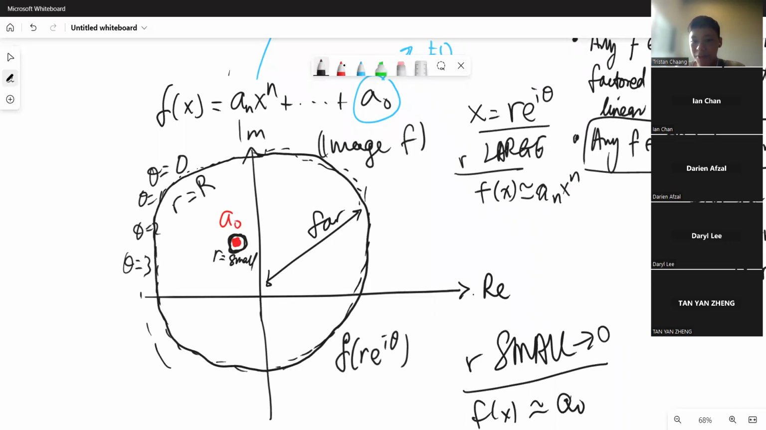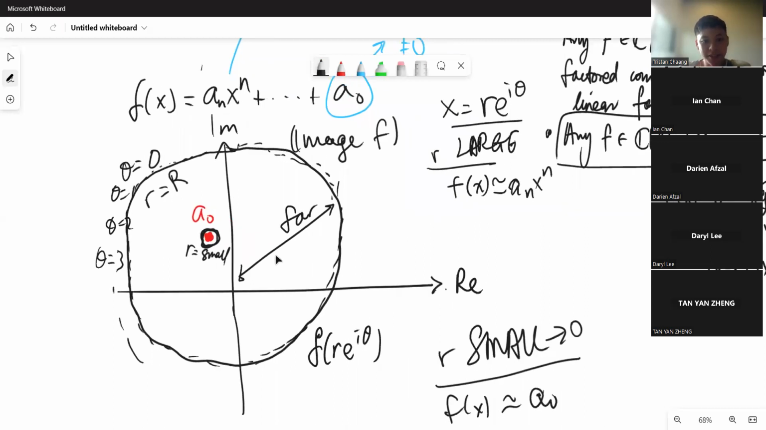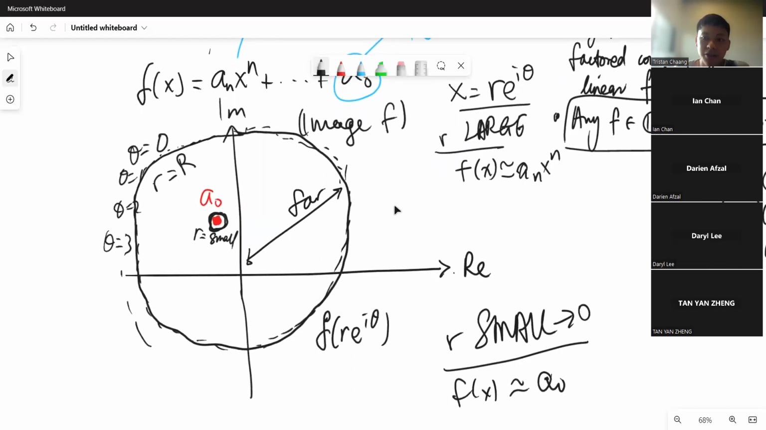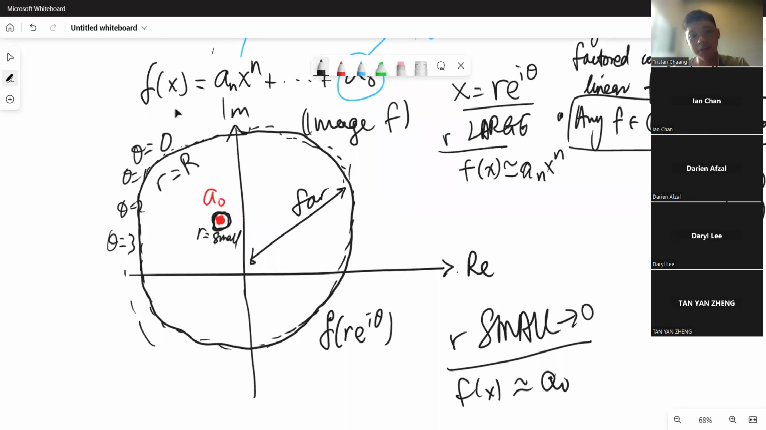Now, can anyone see how we can prove there's a root? What does it mean that there's a root? r is the magnitude of x. When the magnitude of x is large, it lies on this curve, very far from the origin. When the magnitude of x is small, it lies on the curve very close to a_0. So what does it mean when f has a root? It means there's some x whose image passes through the origin, right?